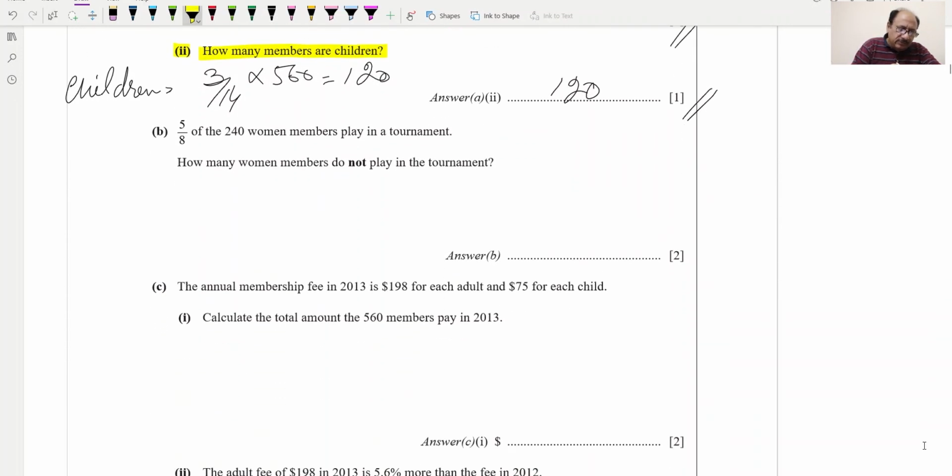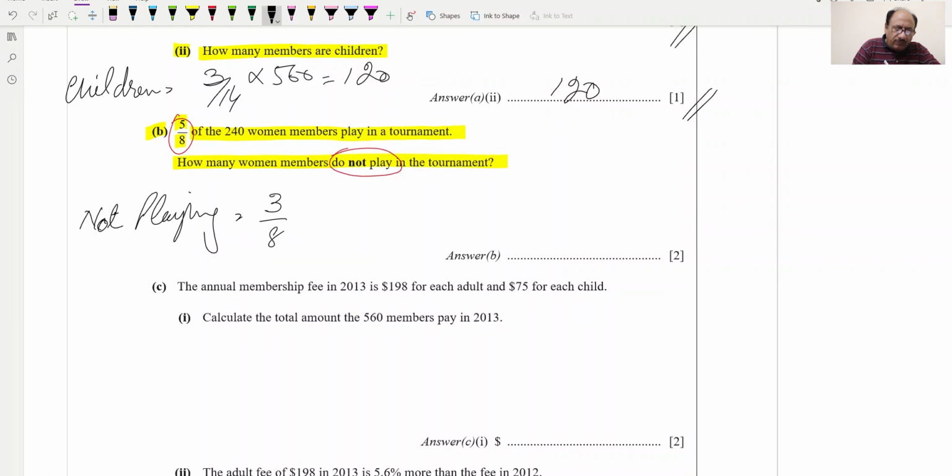Now part B says 5 by 8 of the 240 women members play in a tournament. How many women members do not play in the tournament? They are asking for those who do not play. So 5 by 8 are playing, which means 3 by 8 are not playing. So not playing will be equal to 3 by 8 of 240.